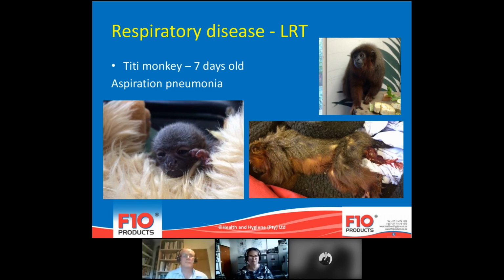So this is him a bit older on the right, and he also had aspiration pneumonia, and again, part of his treatment was nebulizing with F10. Great, and it worked.